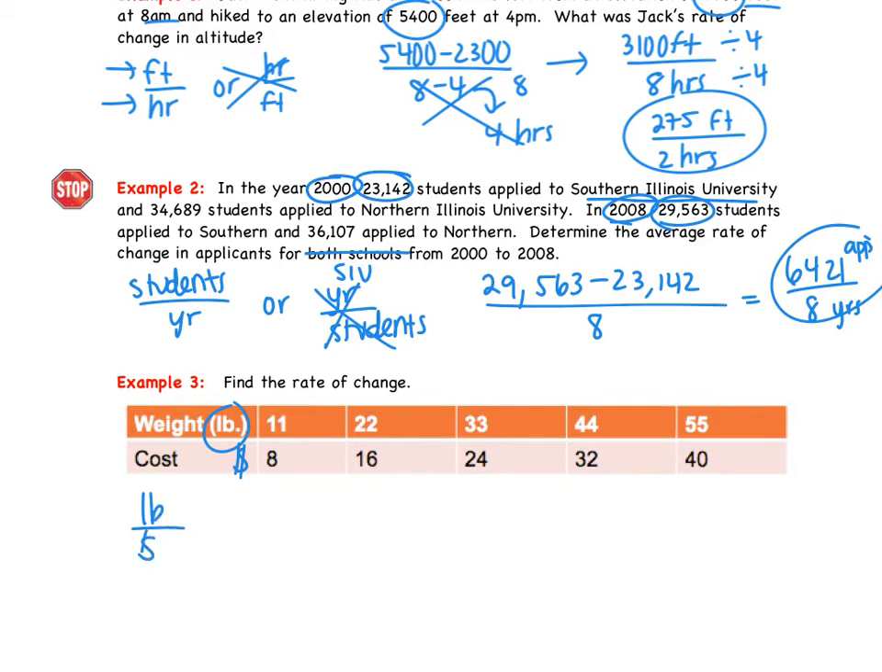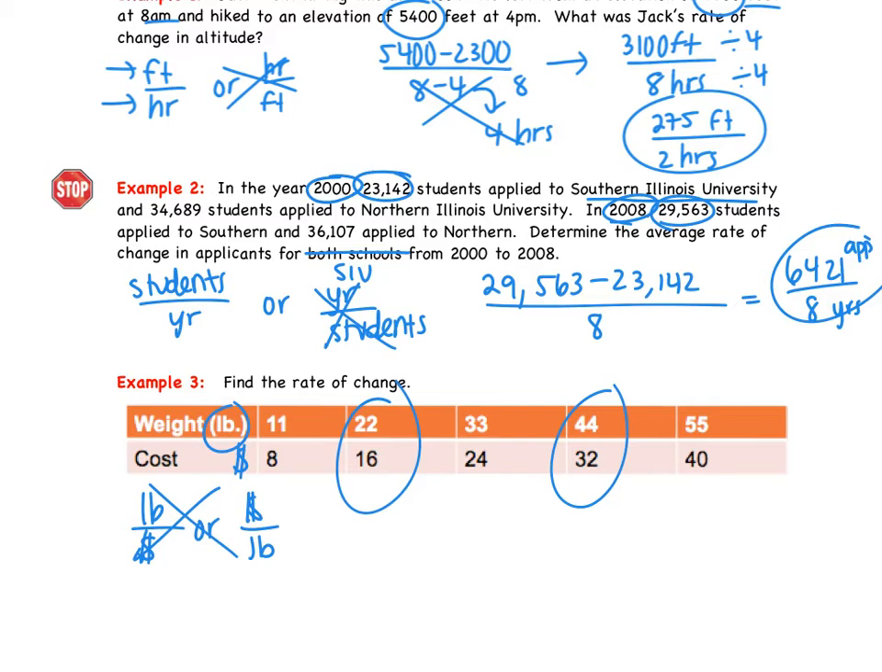So, pounds per dollar or dollars per pound? What makes more sense? Well, if you ever think about going to the deli, the price is given to you in dollars per pound. So dollars per pound. Now, in this example, we're given a whole bunch of information. We don't need all of it. Pick 2 pieces that you want to use.